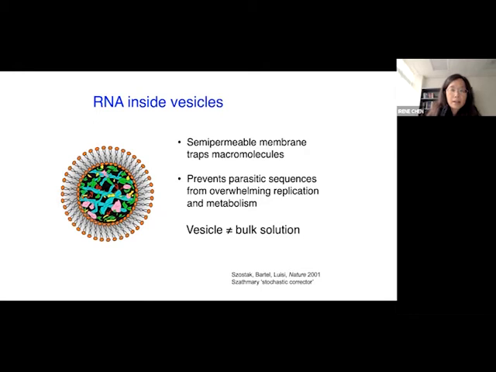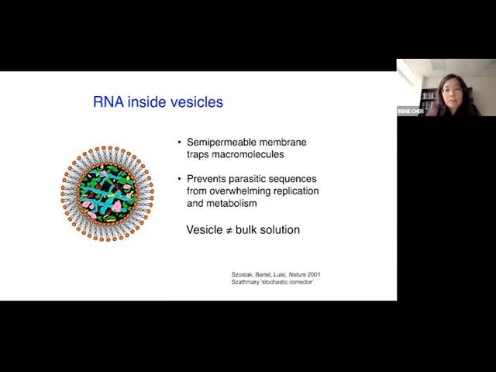And the other function of having this membrane is, in evolutionary terms, it prevents parasitic sequences from overwhelming replication and metabolism. So keeping related sequences together prevents parasites that arise spontaneously in one compartment from infecting all of the other compartments. So vesicles seem to be an important element of early evolution. They're also quite easy to form.